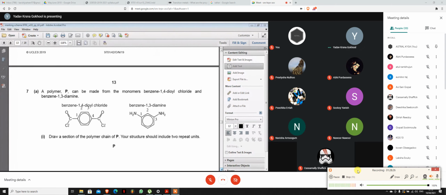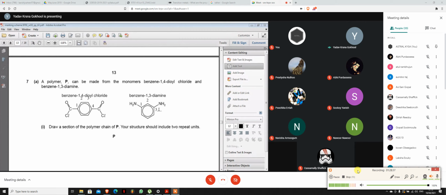Benzene-1,4-dioyl chloride. I've counted to show how we got the 1,4 and 1,4-diamine. I could have also done 1,3. It does not make any difference. It will be the same clockwise and anti-clockwise.